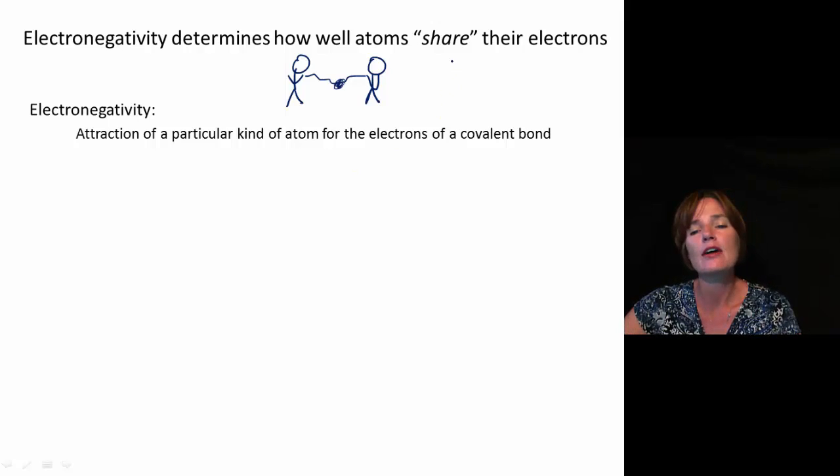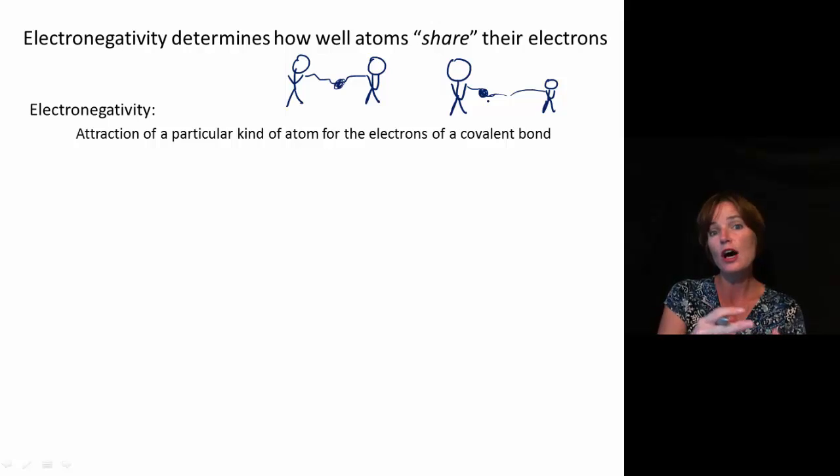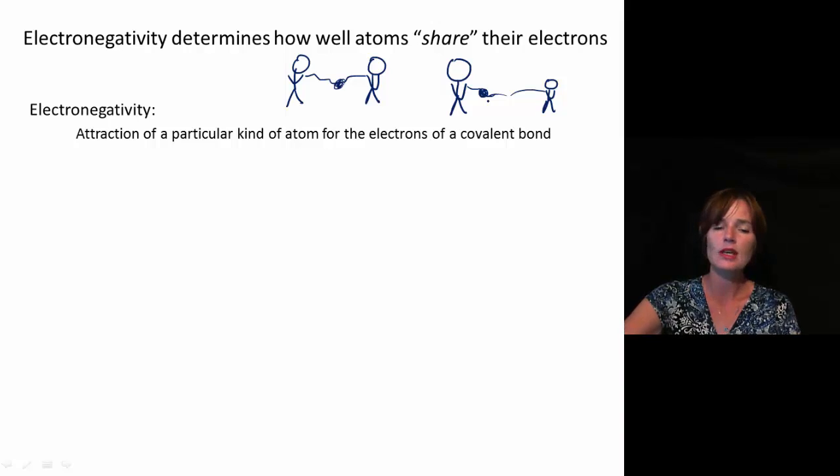But if we have one that's really big and we have one that's really wimpy in our tug of war, we would expect that the big one is winning. And the big one would be pulling that knot in that rope much closer to themselves. So that would be unequal sharing of the electrons because one is so much stronger than the other.